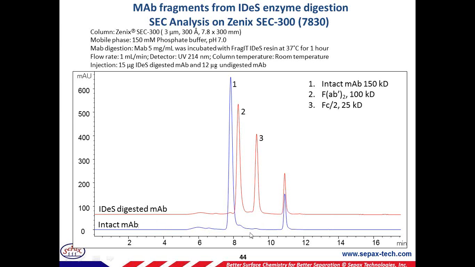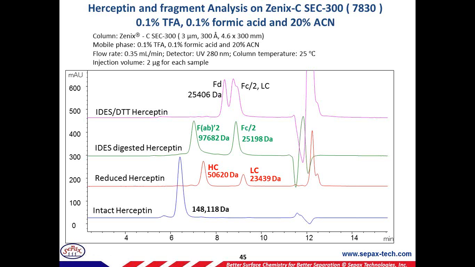This is just under the native conditions right after the IdeS digestion. You can see this is the intact mAb, 150 kD, and then this is 100 kD, the F(ab')2, very nicely resolved from the unconjugated, and the reaction is pretty complete. And then the 25 kD, the half of the Fc fragments. Also, we'll take a look at those different fragments under the denaturing condition with mass spec. We can see the intact Herceptin is about 148 kD, and then the reduced heavy chain and light chain. Mass is determined, and the F(ab')2, and then the half of the Fc there, with the mass determined as well.